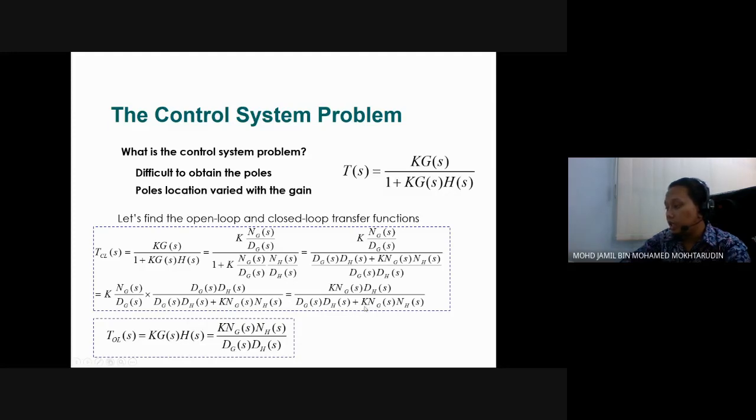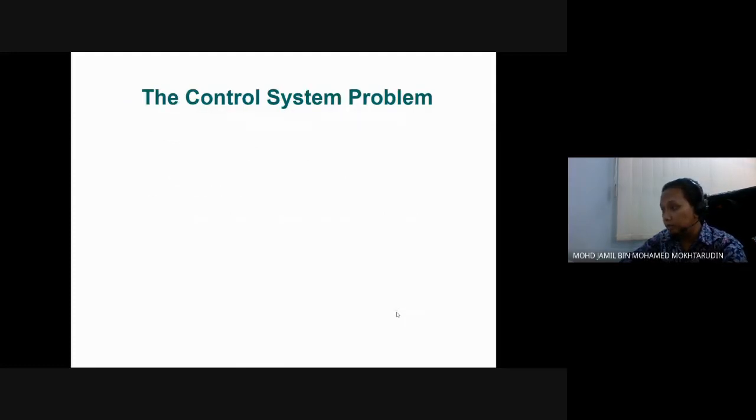So here this k, the poles actually depend on what k value you give. Okay, if you give k equals 0, then the poles will depend on DG and DH only. But let's say if you give k equals some big number, then the poles will depend on NG and NH. So this example wants to show you that in control system, to determine the poles, it will depend on the value of gain you give to the system.